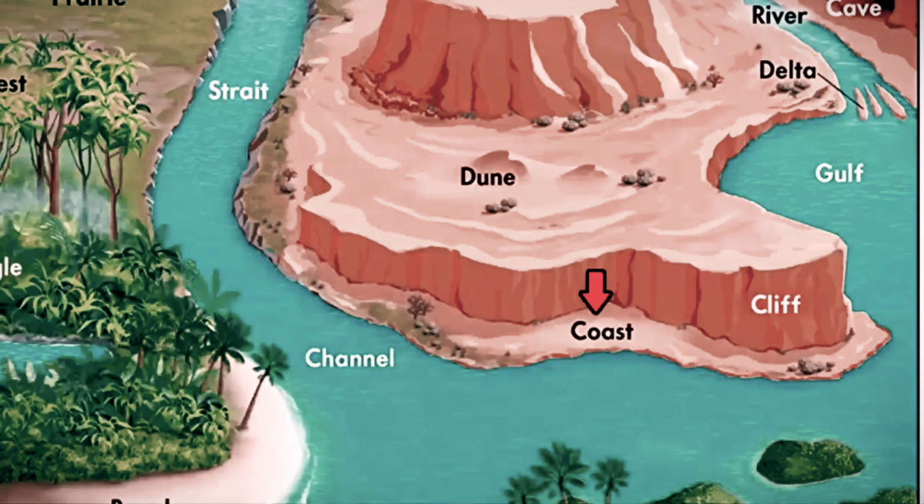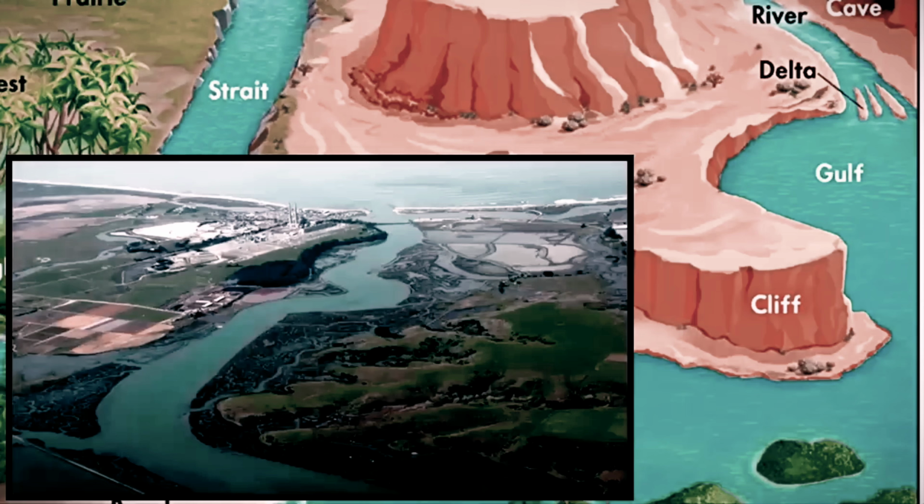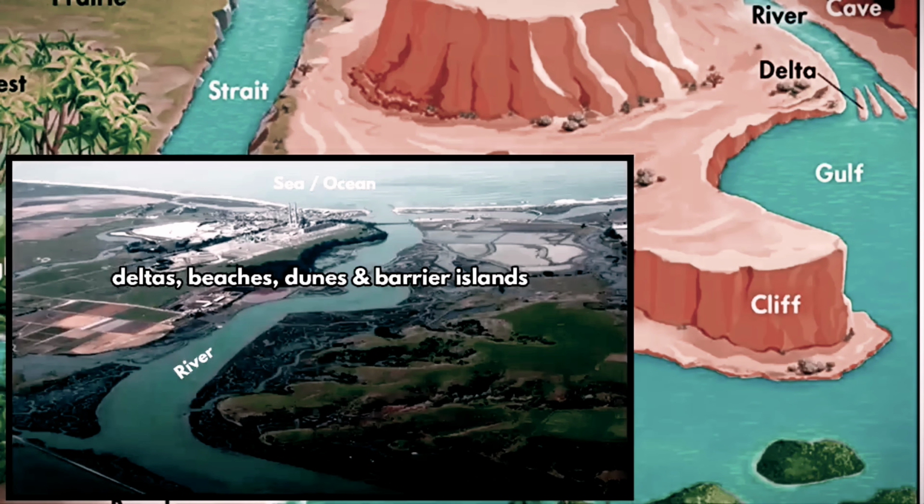The next one is coast. It is a boundary where land meets water. It is also called a coastline. Waves, tides and currents help create coastlines. Even rivers, when they meet the sea or ocean, bring large amounts of sediment that get deposited near the mouth of the sea or ocean, where it naturally forms deltas, beaches, dunes and barrier islands.